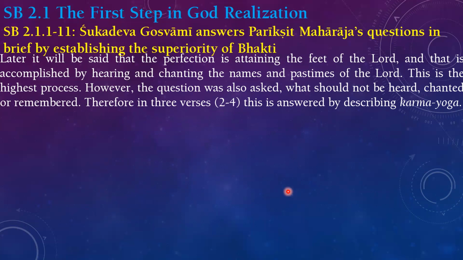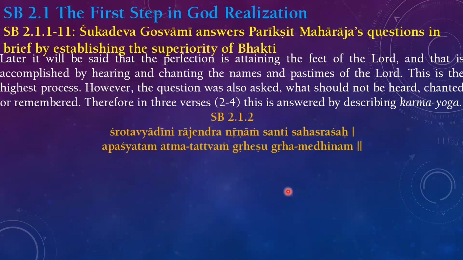However, the question was also asked, what should not be heard, chanted or remembered? Therefore, in the next three verses, verses 2 to 4, this is answered by describing karma. So the fourth question is, what should not be heard, what should not be chanted, or what should not be remembered, and whom one should not be worshipping. Now that answer is given in 2, 3, 4 by describing karma. Not karma yoga, it is actually sakama karma. By describing sakama karma, it is answered in verse numbers 2, 3, 4. What one should not hear, chant, or remember, and whom one should not worship, is answered in the next three verses. So now verse number 2.